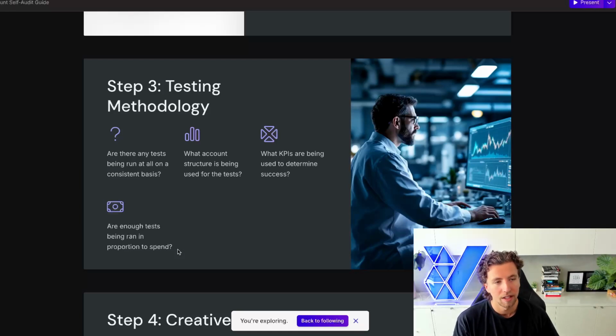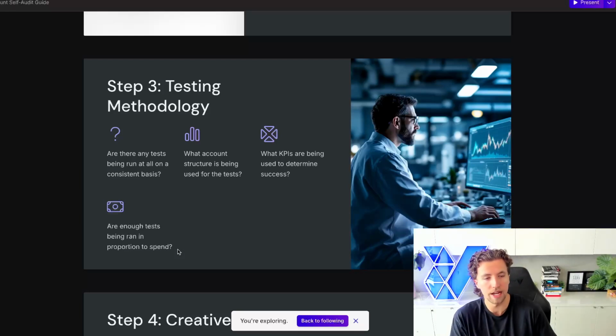But if you're spending $100,000 a month on ads, and you're only doing 5 tests, not testing anywhere near enough. And so you also need to come to some conclusion of, well, like, how to test scale with spend, where do you sit, and then go from there.